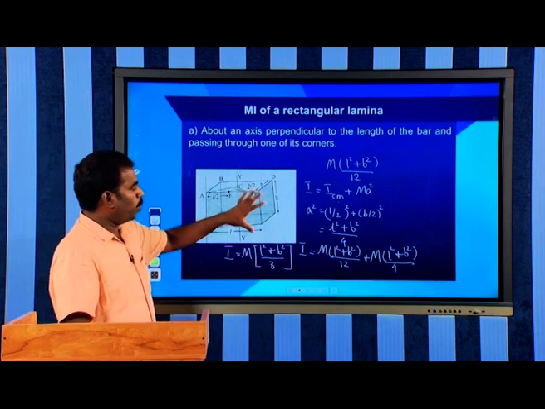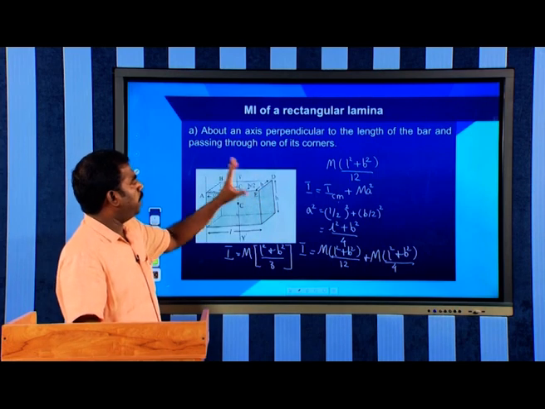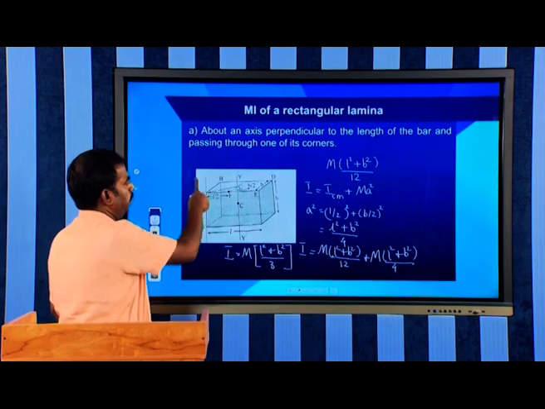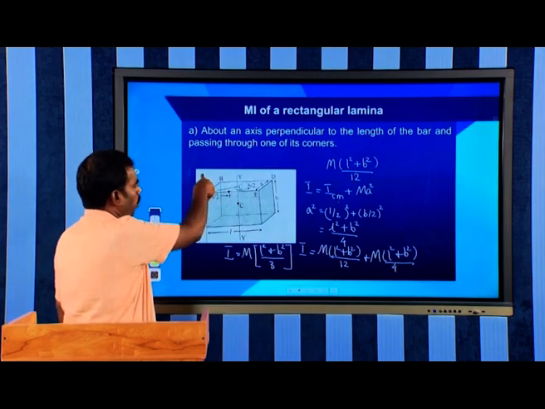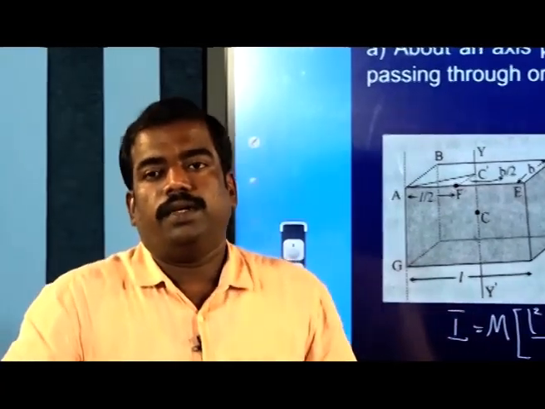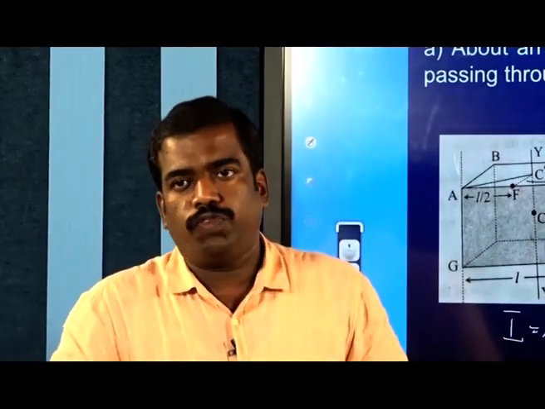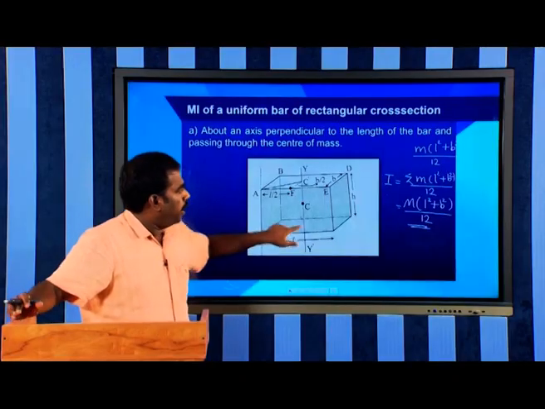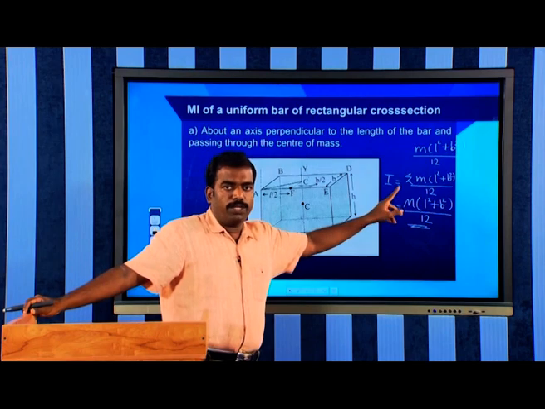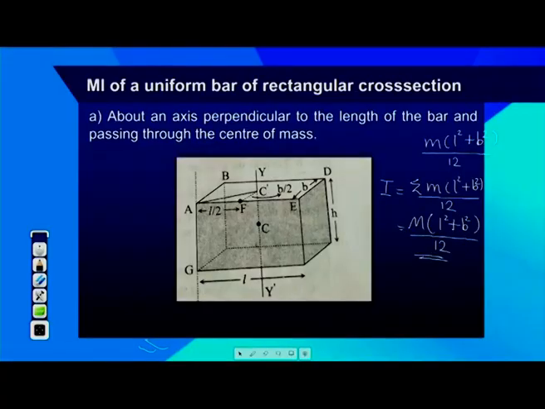So, this is the moment of inertia of the rectangular bar about an axis perpendicular to the length and passing through one of its corners. Here we need to learn two formulae. First, about an axis passing through its center of mass and perpendicular to its length, it is given by M into L square plus B square by 12. This is very important.